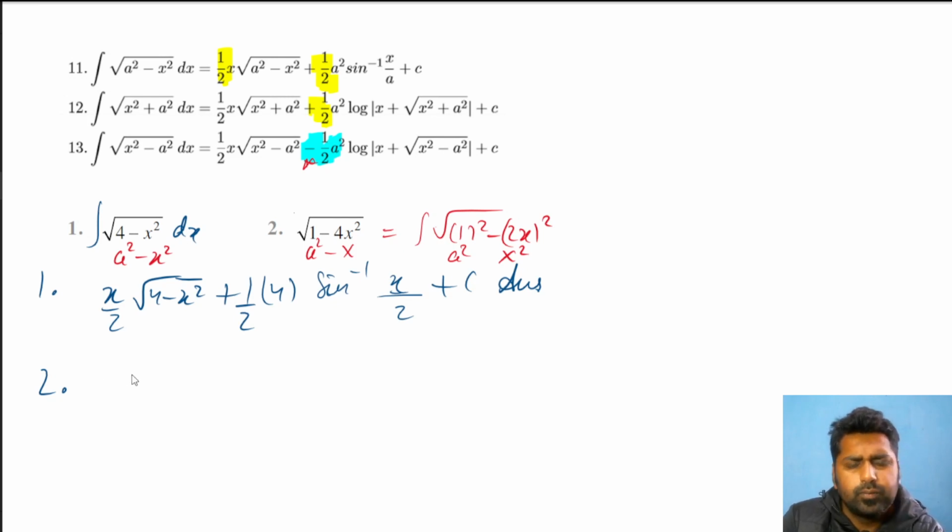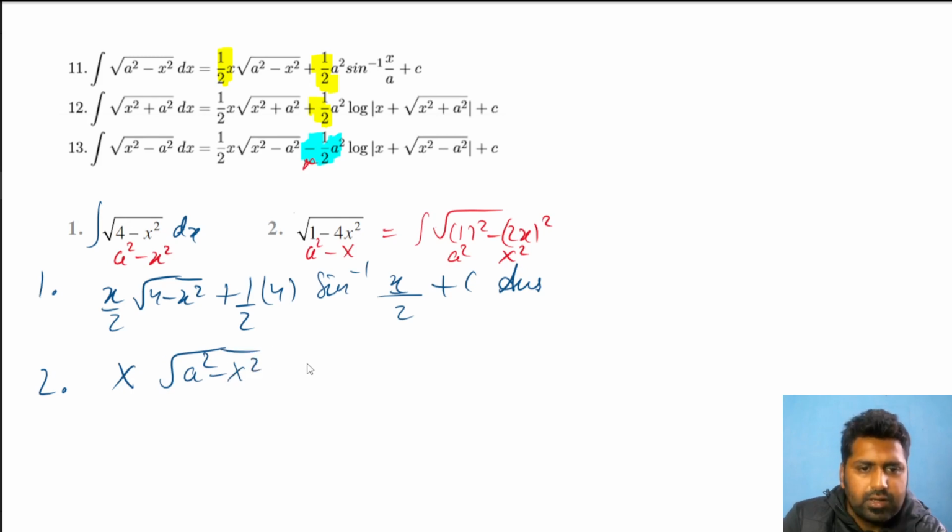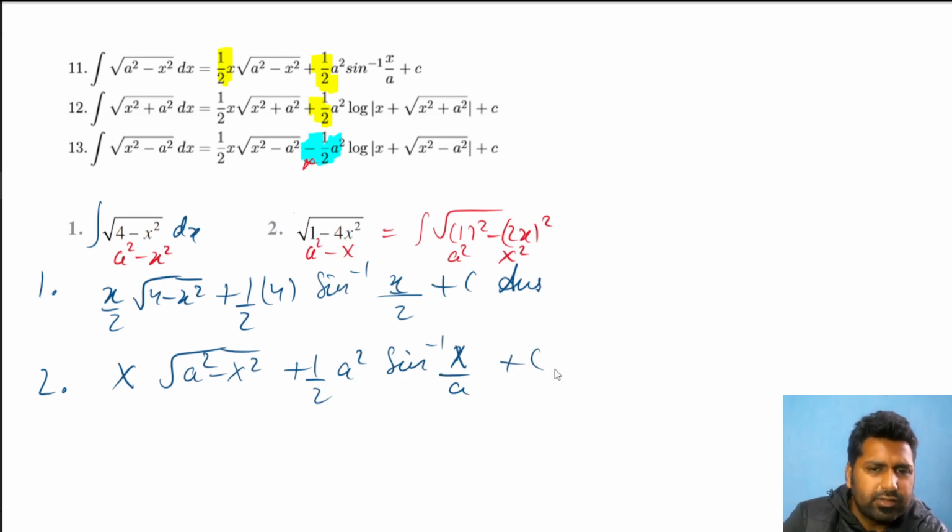Now what is the answer? The answer is x by 2, but remember which x. This is where the problem comes. Capital X, not the small x. I'll write, this is the first question of this sort, so I'm writing capital X. Let's write the identity in capital X first of all. Capital X square root of this is 1 minus x square, so square root of a square minus capital X square, plus 1 by 2 a square sine inverse capital X by a, plus c, of course.